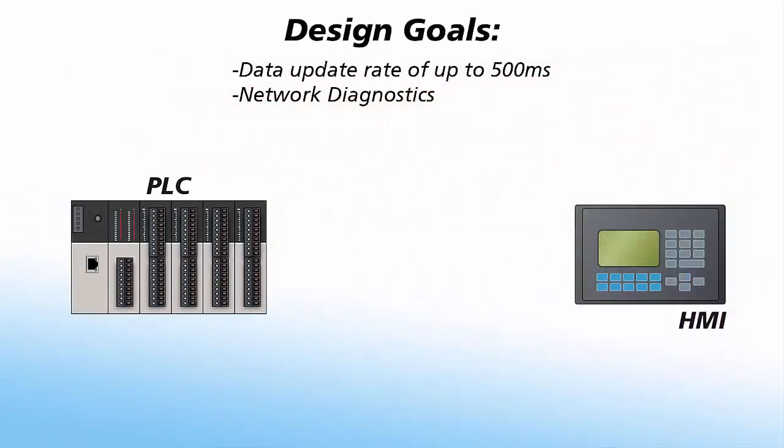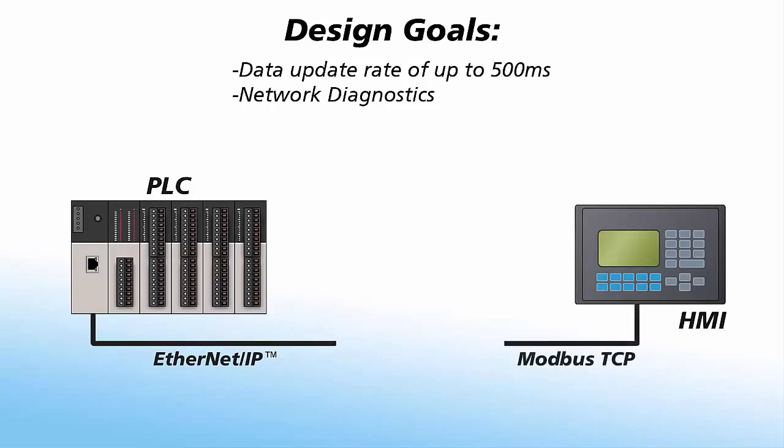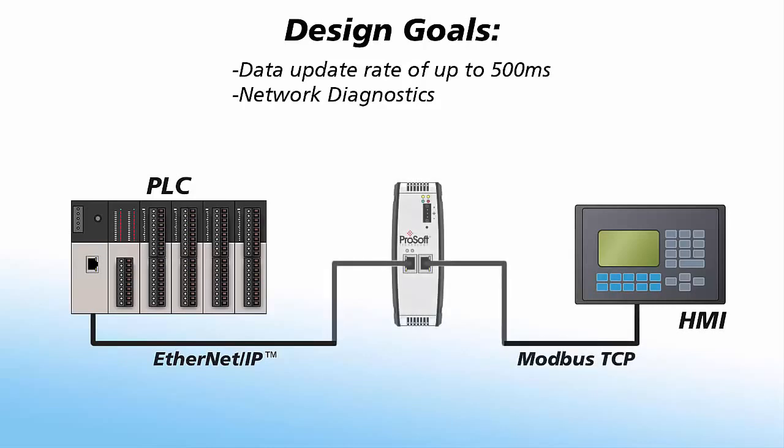We'll begin by taking a look at a PLC that talks Ethernet IP that needs to communicate with an HMI that talks Modbus TCP. For this example, we'll use a ProSoft gateway to exchange data between the two different protocols. The design goals for this example are to have data communication speeds of no slower than 500 milliseconds and access to the communication diagnostics through the PLC.